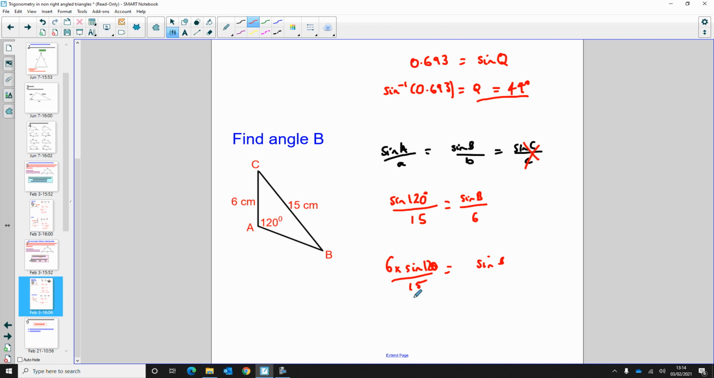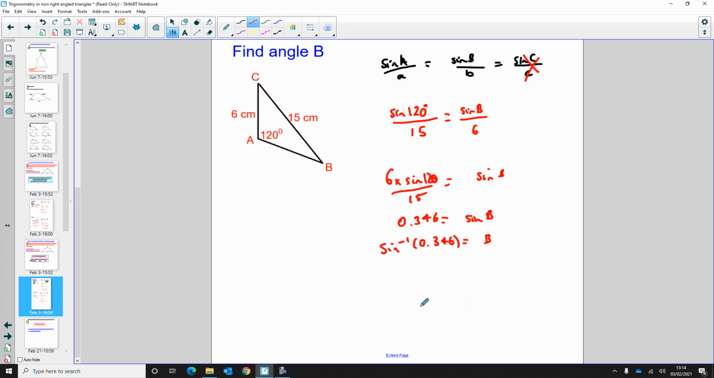So I'll calculate that, which gives me 0.346. And then remember, we need to then calculate B by doing inverse sine. So inverse sine of 0.346 is equal to B. So shift sine of that number gives me B. It's fine to do the nearest whole number for an angle. So that is going to be 20 degrees.